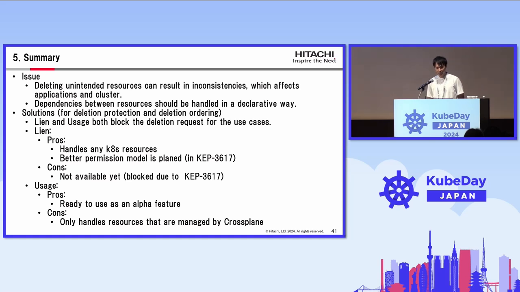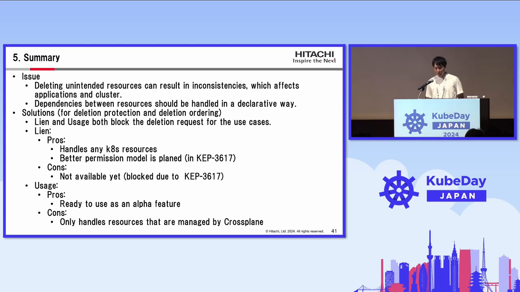Okay, this is a summary slide. These are the issues when you delete resources. The first is that deleting unintended resources can result in inconsistencies, which affect applications and the cluster. The second is that dependencies between resources should be handled in a declarative way. We introduced solutions for these issues. The first is Lien. Lien can handle any resources and we plan to incorporate a better permission model. But Lien is not available yet.